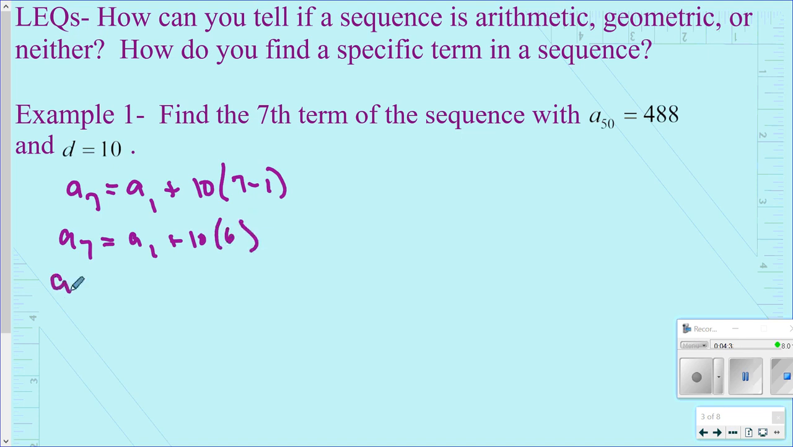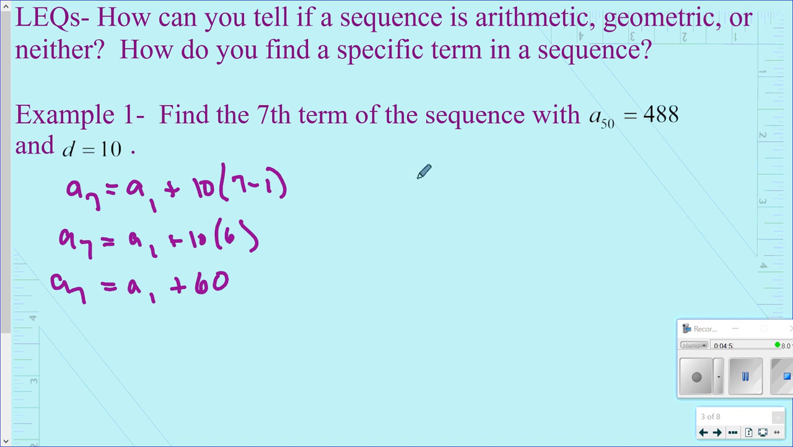So I have the 7th term is equal to the first term plus 60. But the issue there is I don't know what the first term is. So I'm kind of stuck for a moment. But don't get too panicked, because we know the 50th term. So let's go ahead and use the explicit formula and what we know about the 50th term.